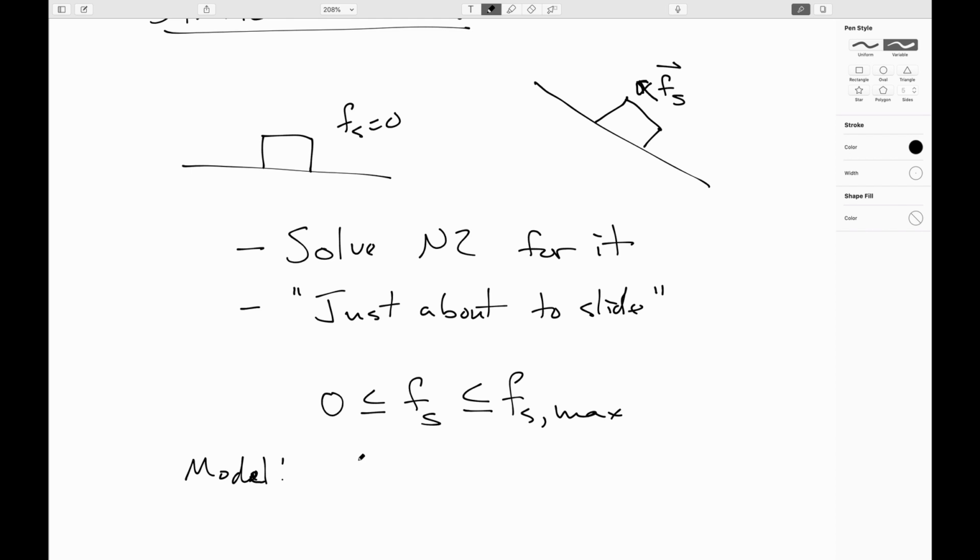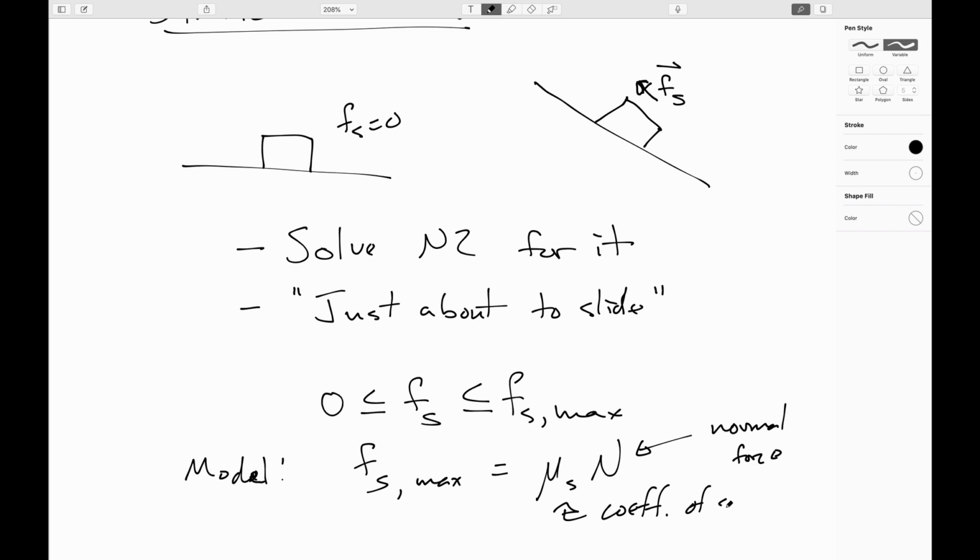So in the static regime, this maximum force of static friction turns out to depend on two things. One of the things it depends on is the strength of the normal force acting on the object. And the other thing is a parameter that characterizes the overall roughness of the two surfaces and the intermolecular forces between the two surfaces and whatever else you can think of. This gets called the coefficient of static friction.